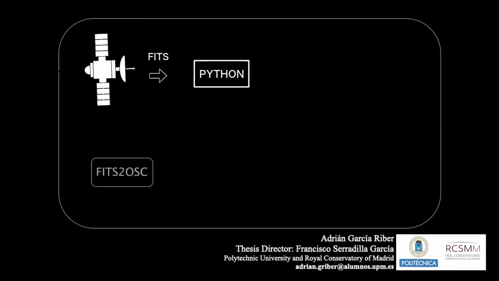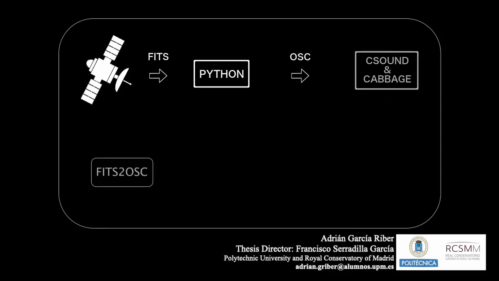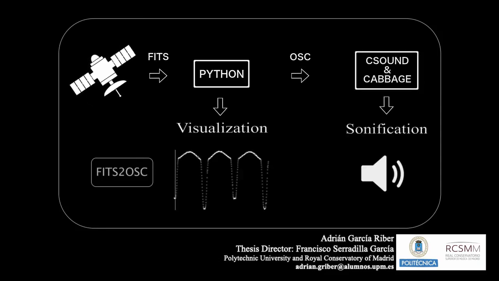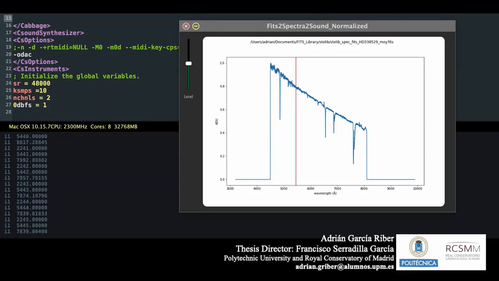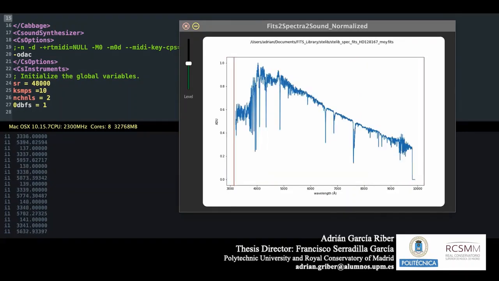Working over a basic pipeline that converts FITS files into OSC messages and MIDI scores, all the sonification prototypes use a Python kernel to hold the calculations and free and open software as sound engines. These examples show the automatic multimodal exploration of a stellar library from the Spanish Virtual Observatory in a time versus flux to frequency conversion.